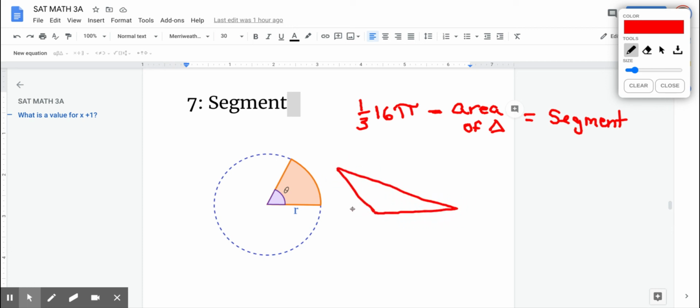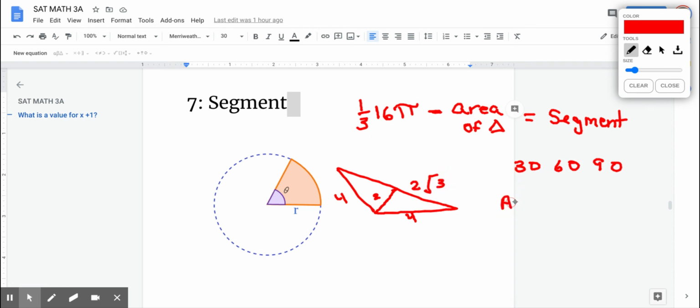We said it was a special triangle. It was 4 on each side. We cut it in half. We know that this is a 30, 60, 90. Therefore, if that's 4, that has to be 2. This has to be 2 square root of 3. Just try to remember that.